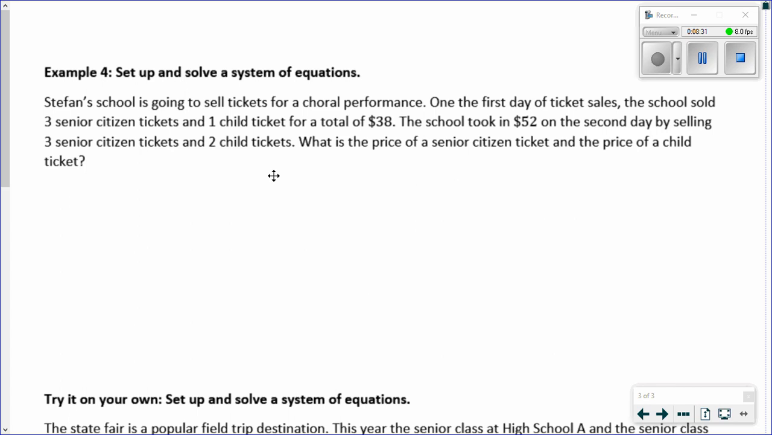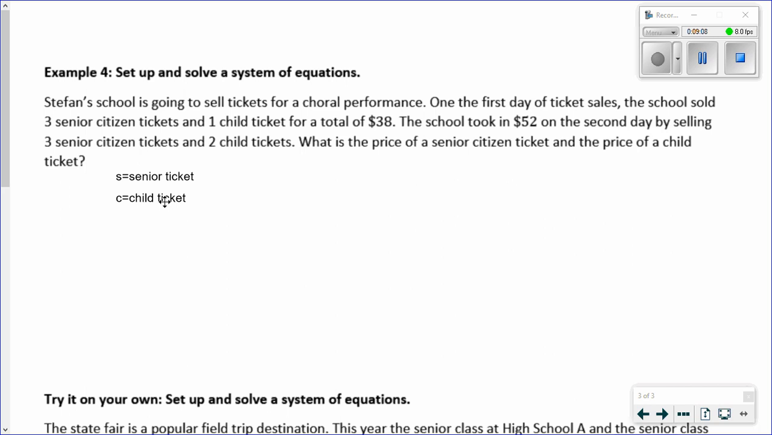So first thing I want to do is figure out what my variables are. Since they're asking for the price of the senior ticket and the price of the child ticket, I'm going to make S equals senior ticket and C equal child ticket. And you can pick any variable, it doesn't matter, but you definitely want to define your variables because that's going to help you set up your equation.